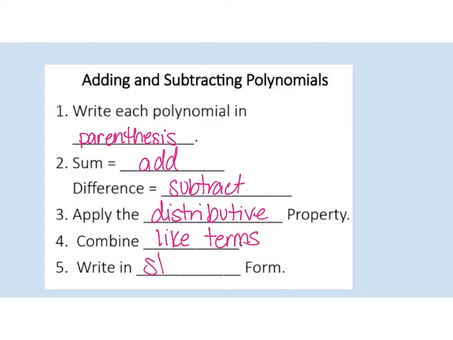and write in standard form. So remember, standard form is going to be like x squared plus x plus 2. So you want the largest exponent first and the constant to be last.